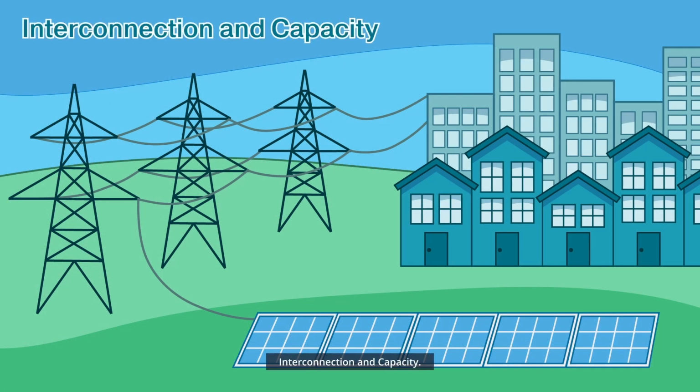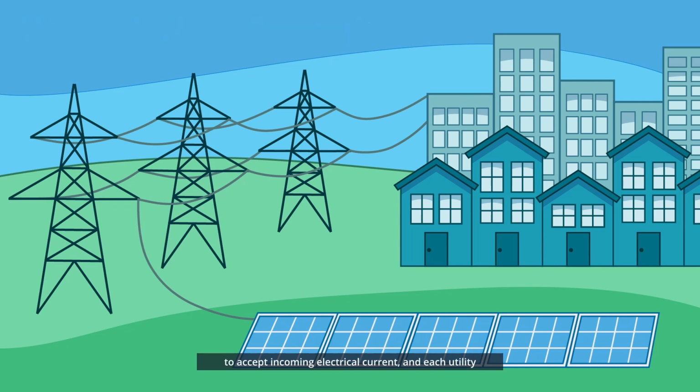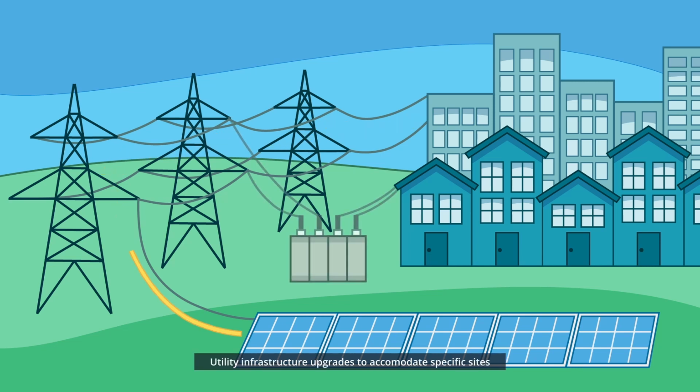Interconnection and capacity. Each utility must have enough hosting capacity at the site to accept incoming electrical current, and each utility must have infrastructure in place in the area of the solar project to connect the solar system to the grid. Utility infrastructure upgrades to accommodate specific sites are possible, but add to the overall development cost of the project.